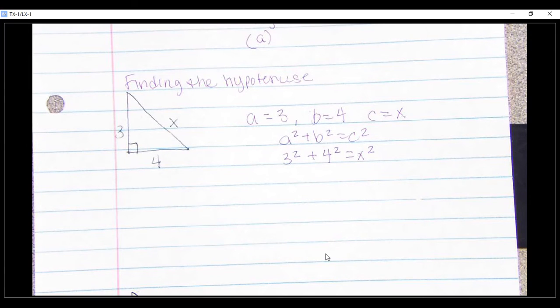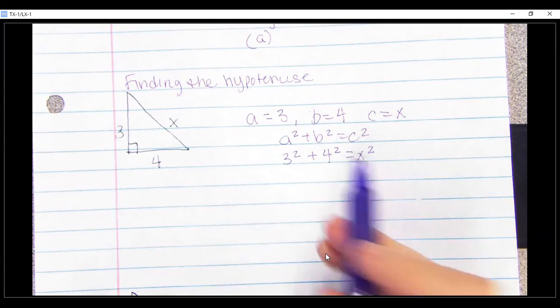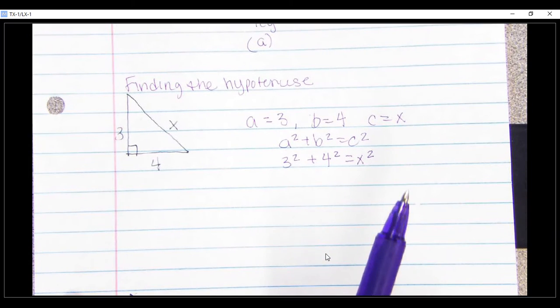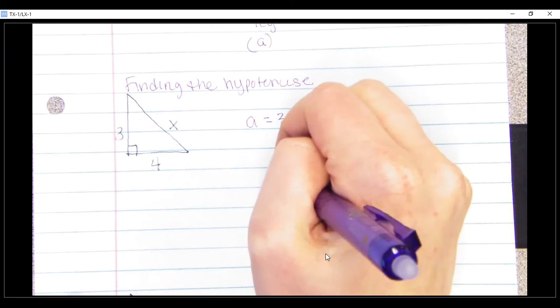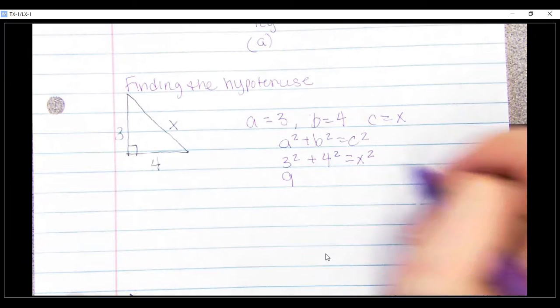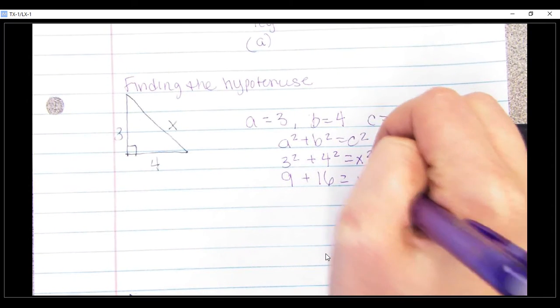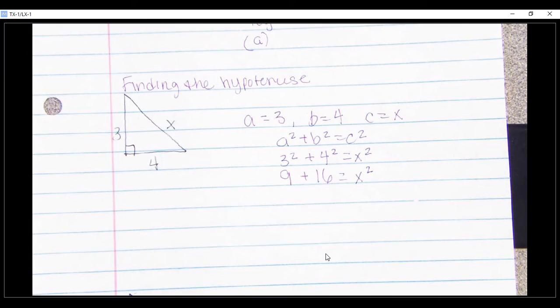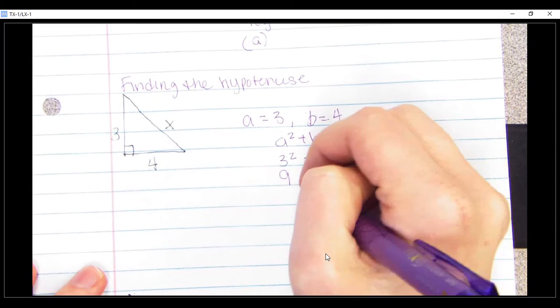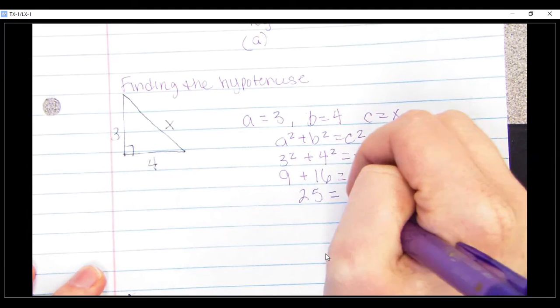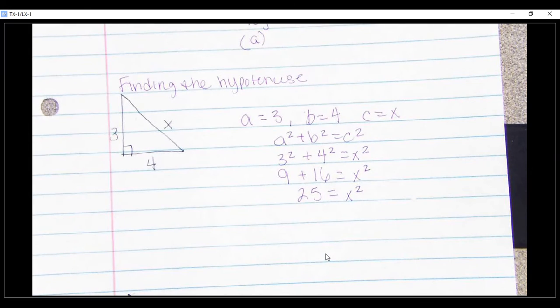Step 3 is to square the values that you know. So I know that 3 squared is 3 times 3, which is 9. I know that 4 squared is 4 times 4, which is 16. I don't know what my x is, though, so I'm just going to keep that squared. Step 4 is to add the squared values a and b. So 9 plus 16 is going to be 25, and that is equal to x squared.